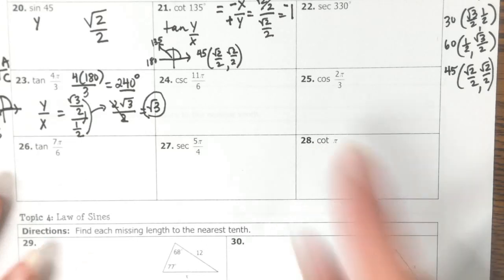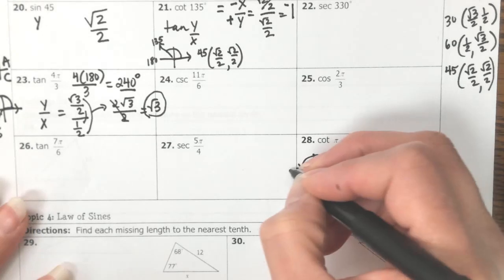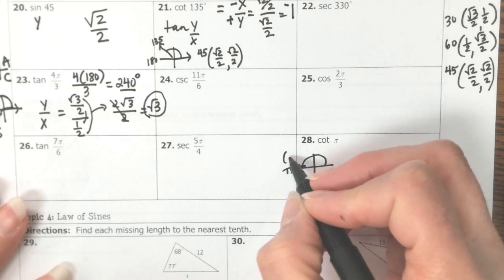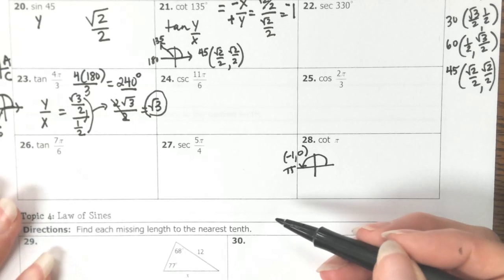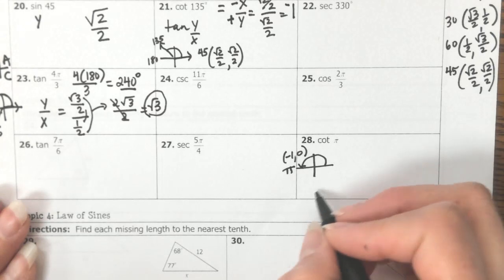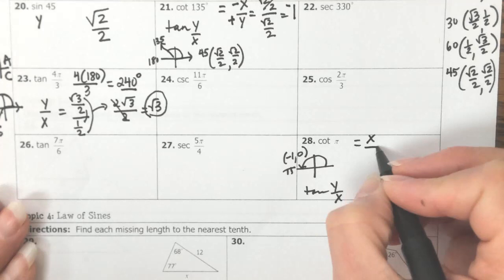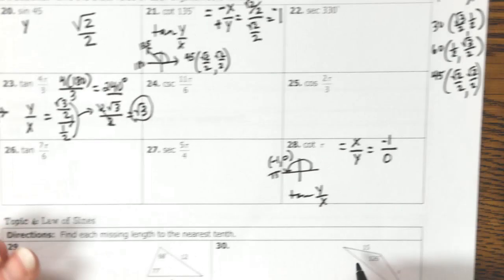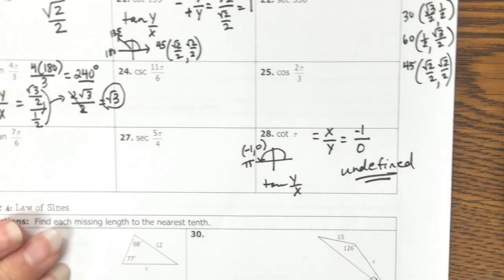It's cotangent of pi. When you think about pi, isn't pi 180? And where does 180 sit? Doesn't that sit at negative 1, 0 on the unit circle? Isn't it just out one place to the left? So negative 1, 0. And cotangent, remember tangent is your y over x. So cotangent would be x over y. If I take the x number, it's negative 1. If I put it over the y number, 0. This one is undefined.